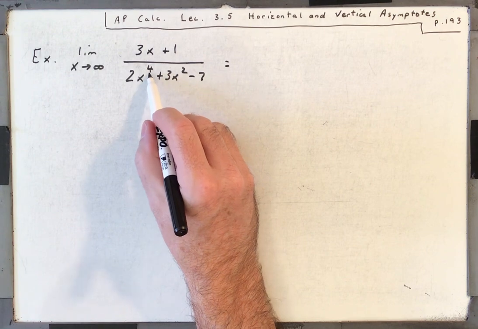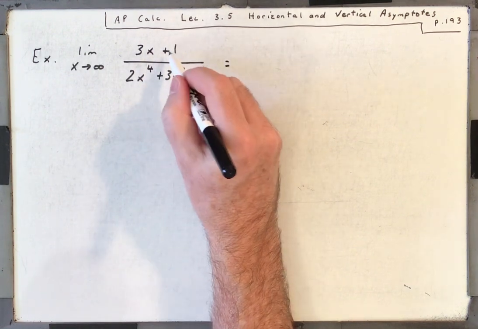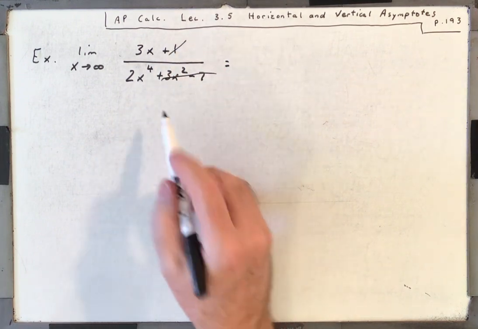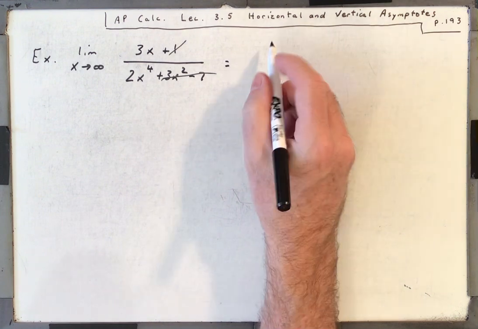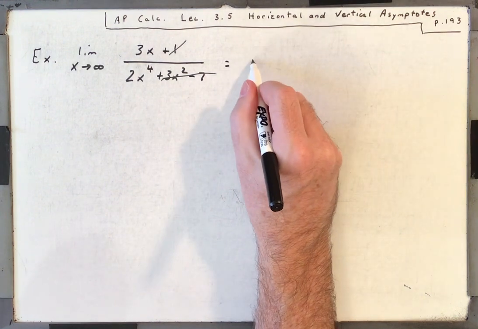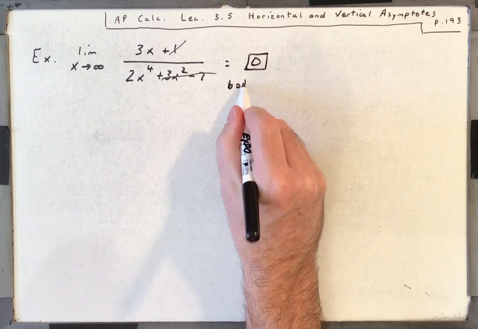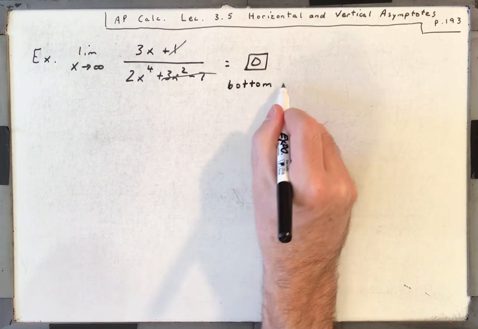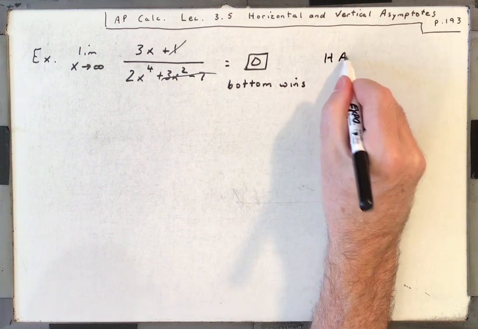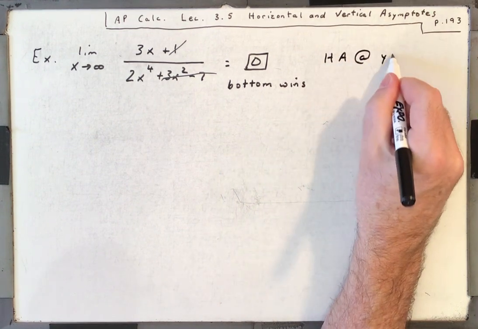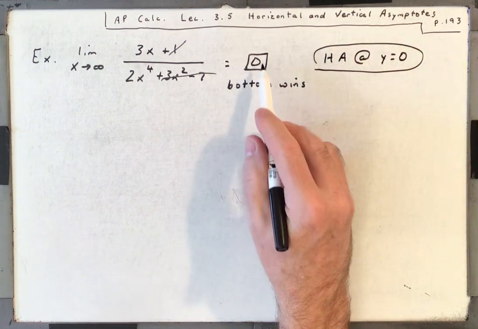When the bottom wins, x to the fourth is greater than x to the first. I don't care about all this extraneous stuff, I don't care about the 1 and about these, only about the highest powers. So the bottom wins. So the answer is 0 because the bottom wins. So we have a horizontal asymptote at y equals 0. I want you to write the answer out this way. Don't just circle 0.